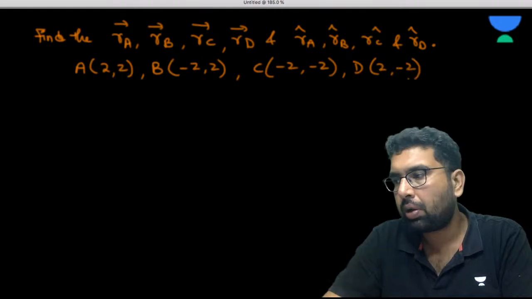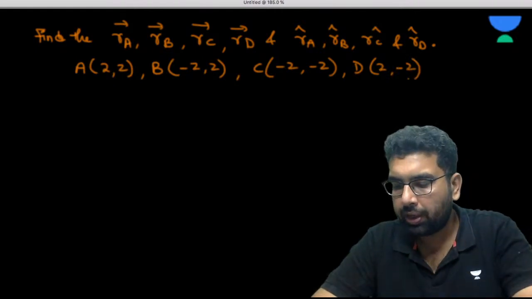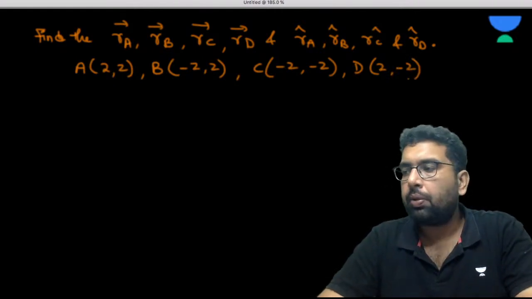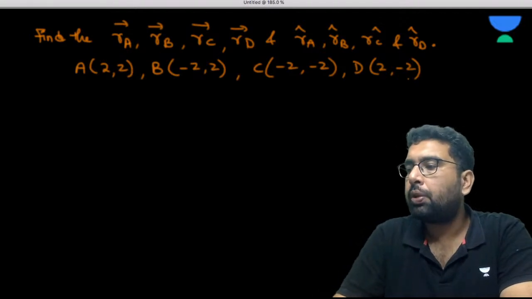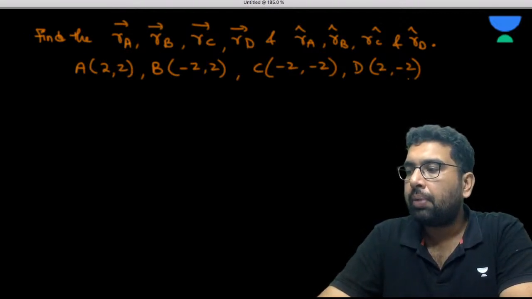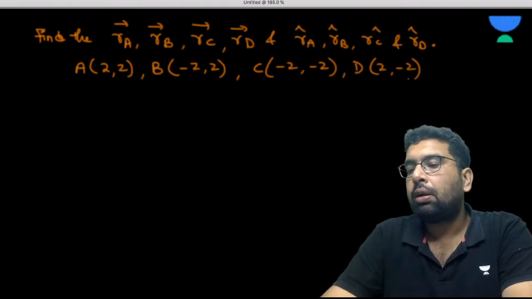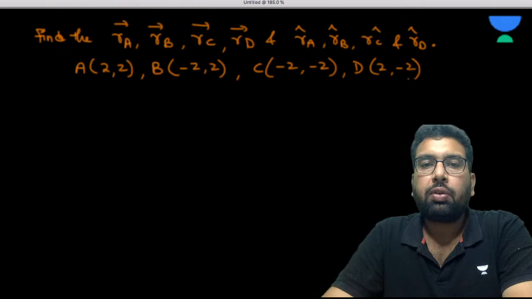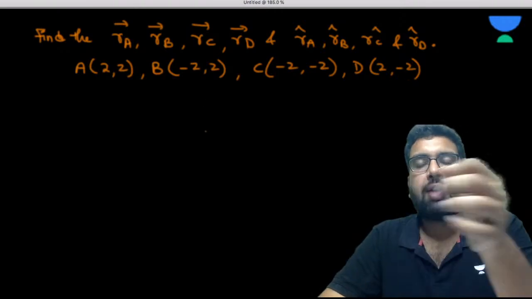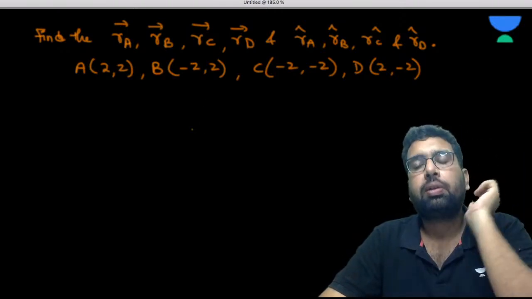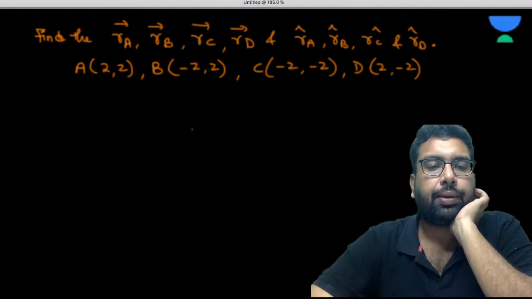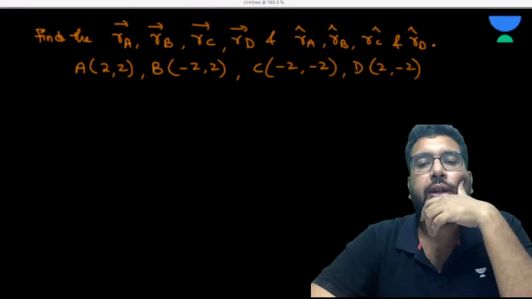Can you please try to solve this question? I'm very sure we can do it. Please go for it. So get me the position vector, and get me the unit vector in the direction of each of these position vectors. We have the coordinates of each of these points with us. Please go for it. I'm very sure we can do it.